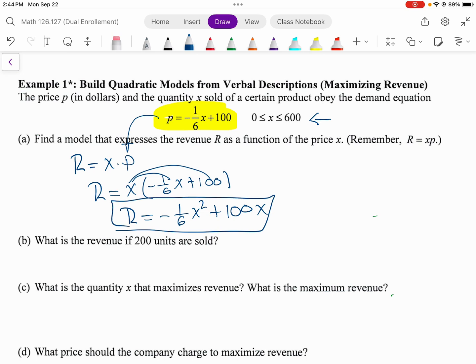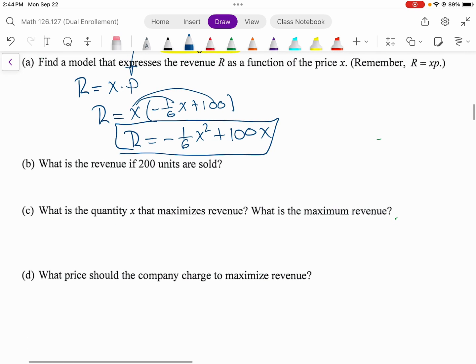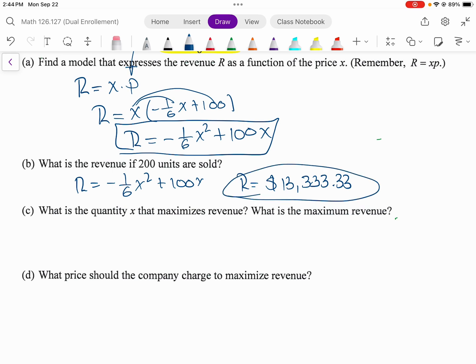All right, now I'm going to use that model to figure out a couple things. So for starters, what would be the revenue if 200 items were sold? Well, pretty easy to figure that out. Let's just go ahead and plug everything in. I know this is going to be quite big numbers, so try to figure out the best and easiest way for you to calculate this without the calculator. So we get R is equal to 13,333 with 33 cents. So that's how much money we would make if we sold 200 units.